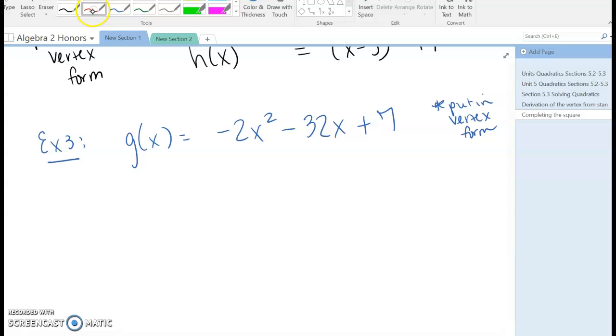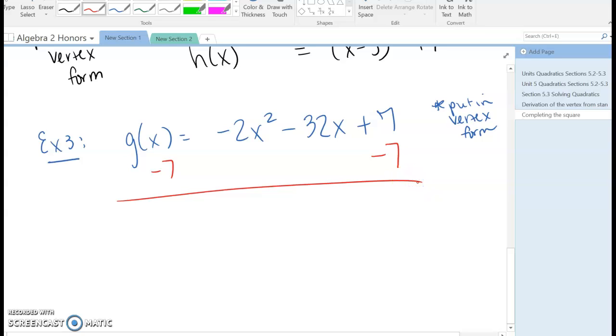So first we're going to go ahead and move that 7 out of the way, right? I want to get rid of that constant term because it's just kind of in my way when I think about completing the square. So I move it over. I get negative 2x squared minus 32x.